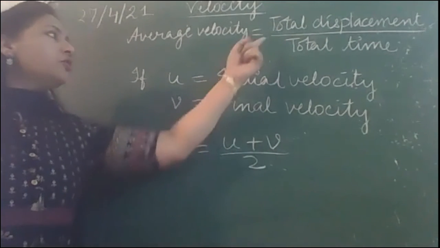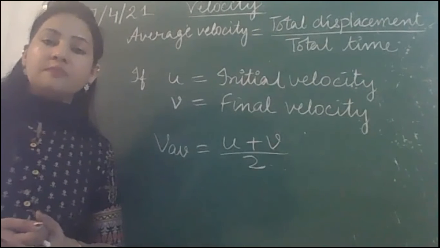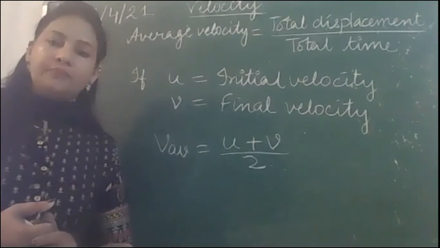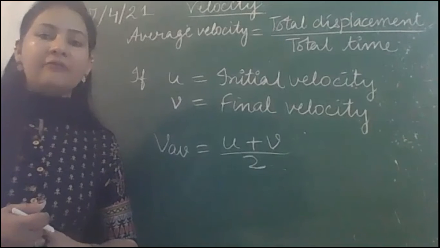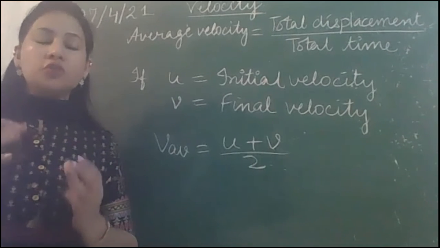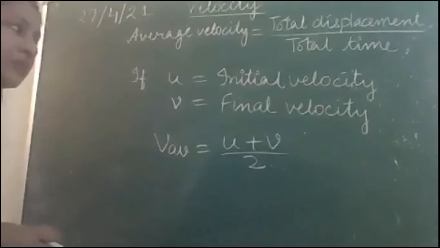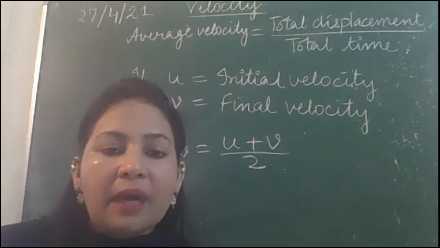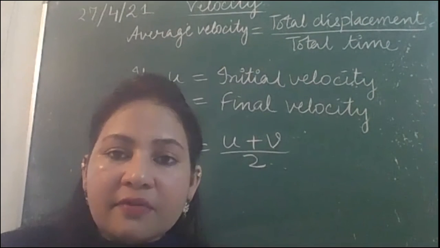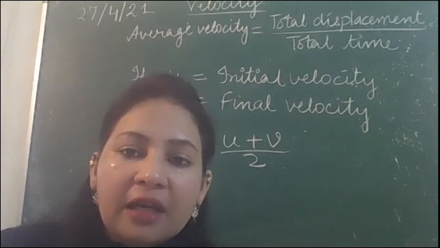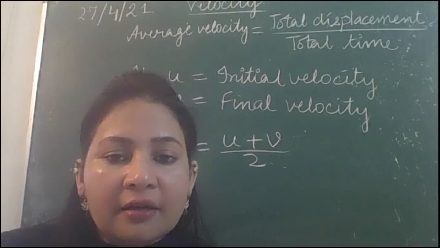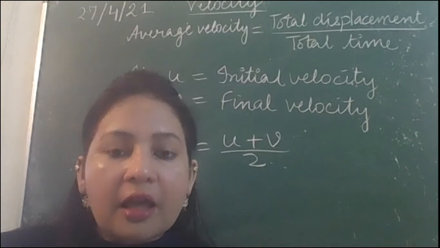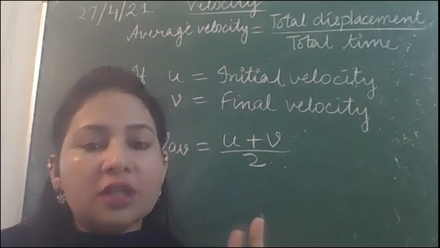So I told you 2 expressions today, total displacement over total time and (u plus v) by 2. This way we can calculate average velocity. So you should be now clear about the difference between average speed and average velocity. Okay, let us do one numerical problem where both types will be cleared. Average speed में हमें total distance लेना है, ठीक है? Average velocity में हमें total displacement consider करनी है. Total time will be same in both the situations.